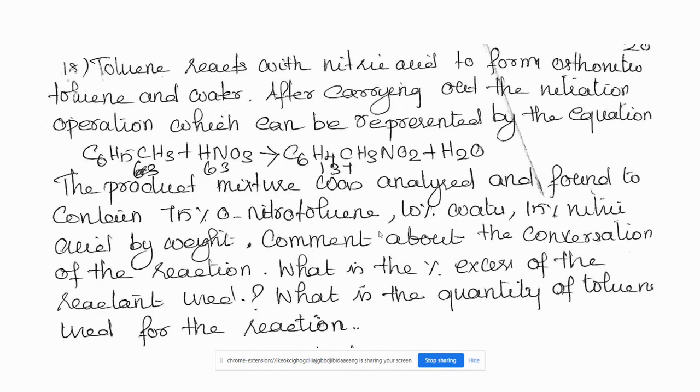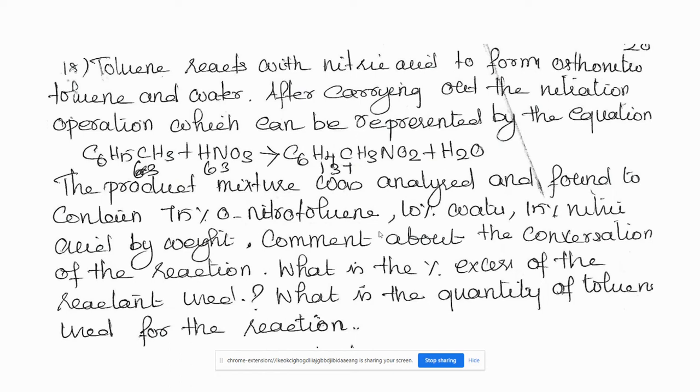Okay, the next problem is toluene reacts with nitric acid. This is also one of the problems of nitration. So toluene reacts with nitric acid to form orthonitrotoluene and water, after carrying out the nitration operation, which can be represented by the equation C6H5CH3 plus HNO3 gives C6H4CH3NO2 plus H2O.